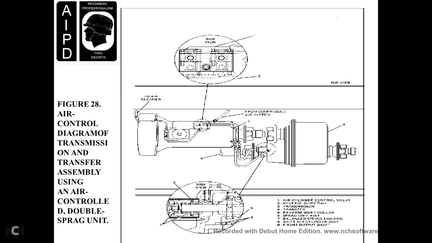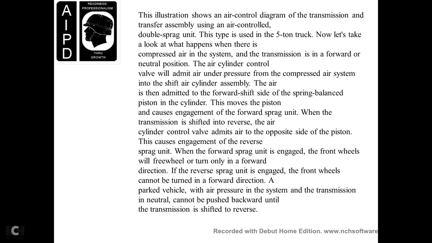It shows the cleaner from the compressed air system, the sliding valve on top, the air control valve, the reverse shifter, the transmission transfer, the reverse shift collar, the sprag unit assembly, the balance spring loading, the shifting air cylinder assembly, and the front output shaft. This illustration shows the air control diagram of the transmission transfer assembly, with the air control double sprag, used on the 5-ton truck.